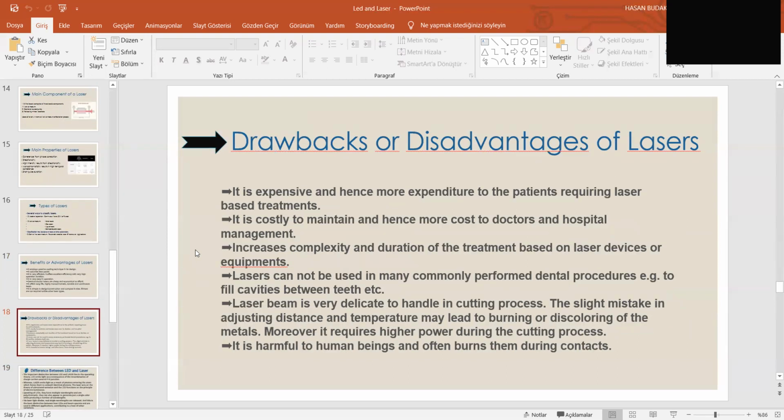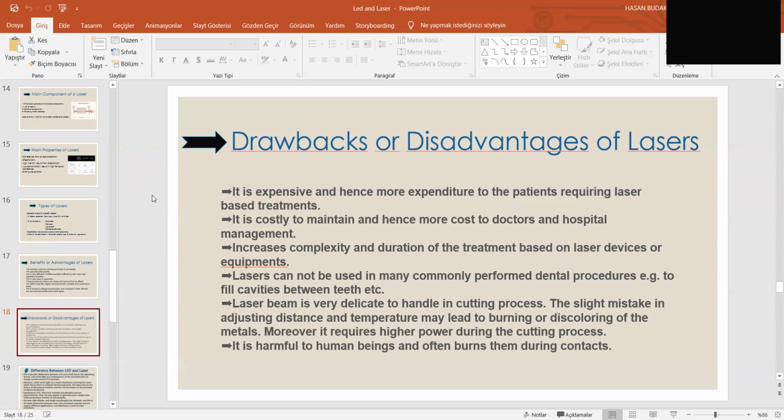The drawbacks or disadvantages of lasers. It is expensive and hence more expenditure to the patients requiring laser-based treatments. It is costly to maintain and hence more cost to doctors and hospital management. Increases complexity and the duration of the treatment based on laser devices or equipment.